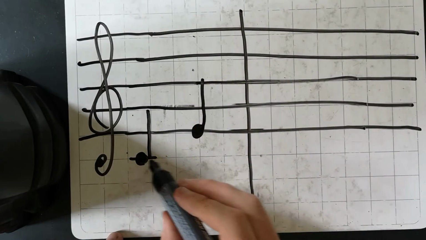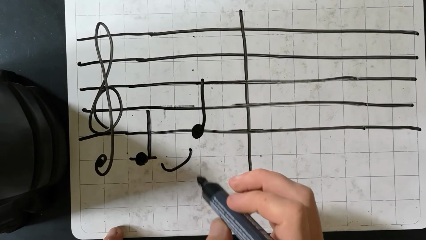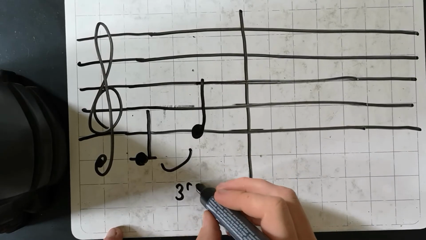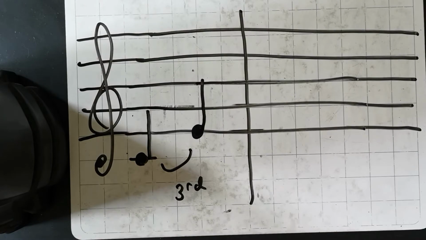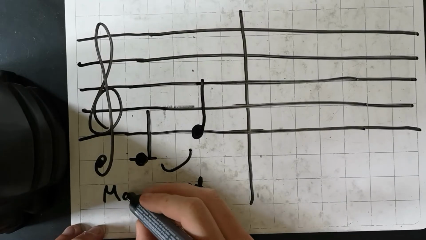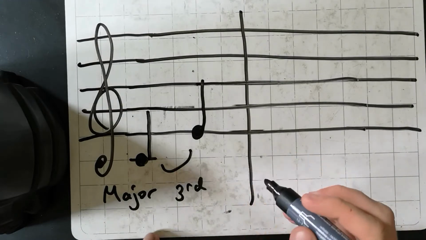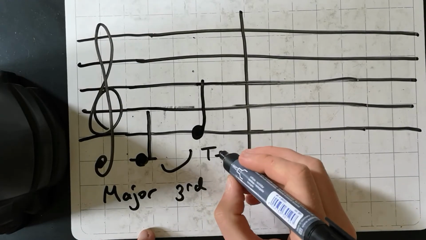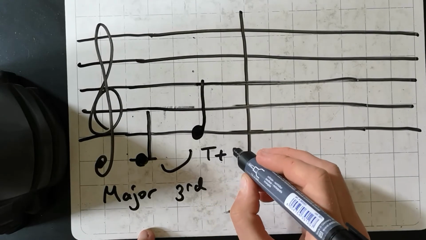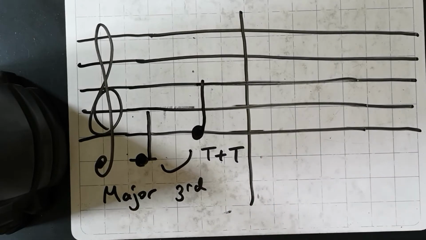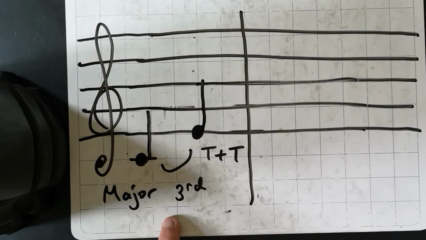Now, the distance between C and E is a third. But in this case, it's a major third, because the distance between C and E is a tone plus another tone. Okay, because the distance between C and E is 2 tones, it's a major third.